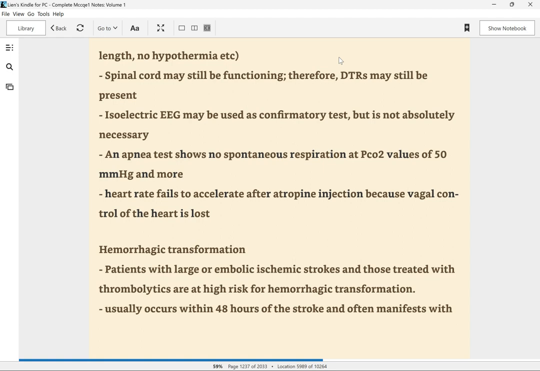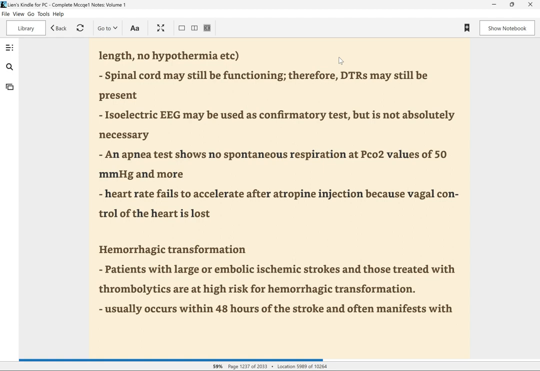Spinal cord may still be functioning, therefore DTRs may still be present. Isoelectric EEG may be used as a confirmatory test, but is not absolutely necessary. An apnea test shows no spontaneous respiration at PCO2 values of 50 mmHg and more. Heart rate fails to accelerate after atropine injection because vagal control of the heart is lost.